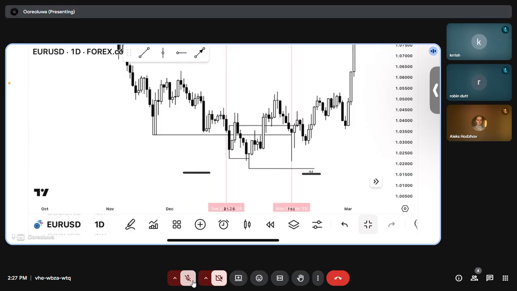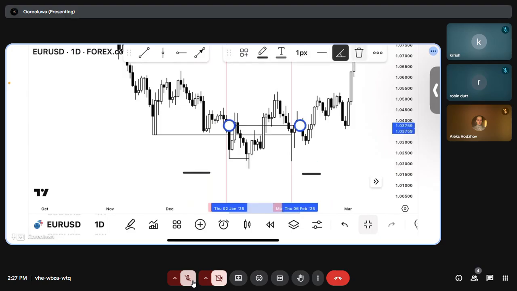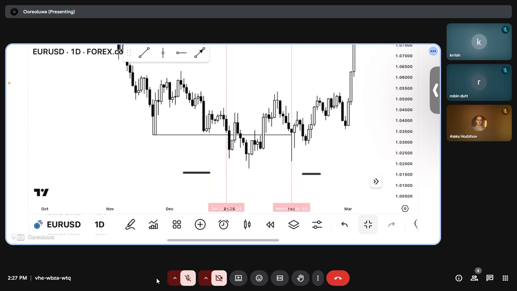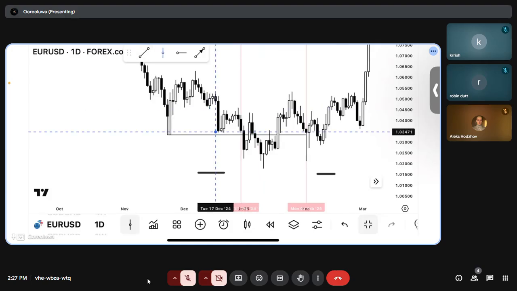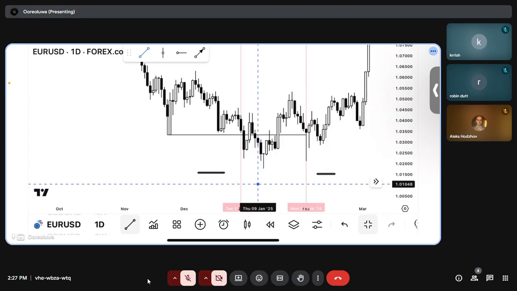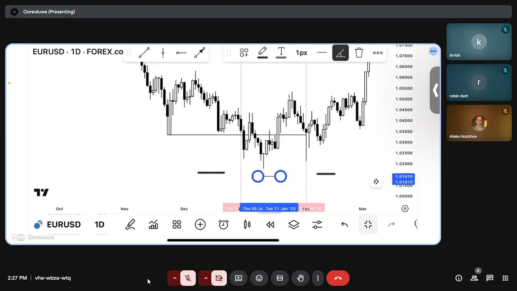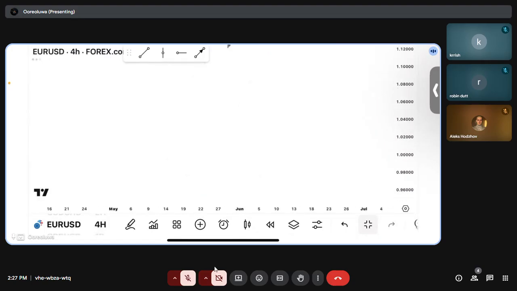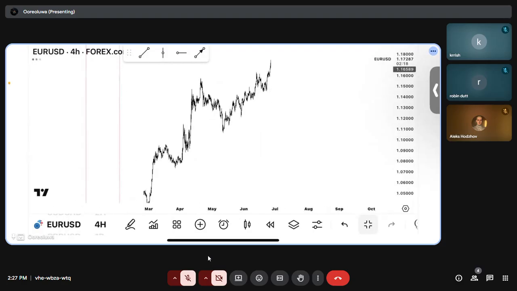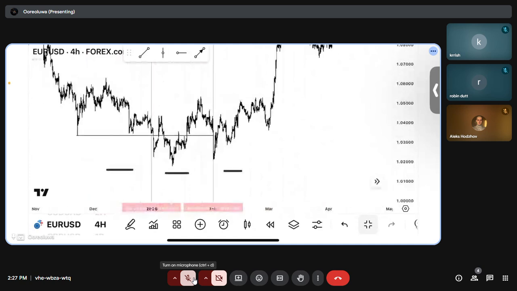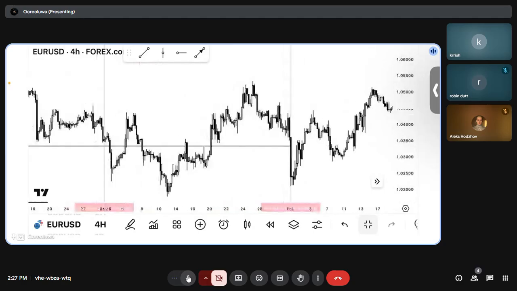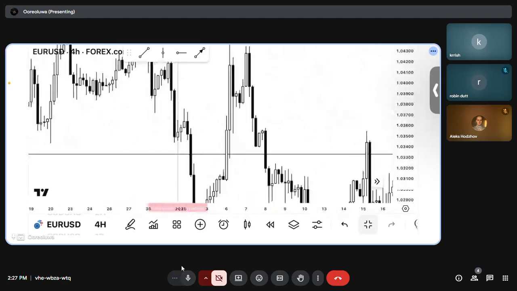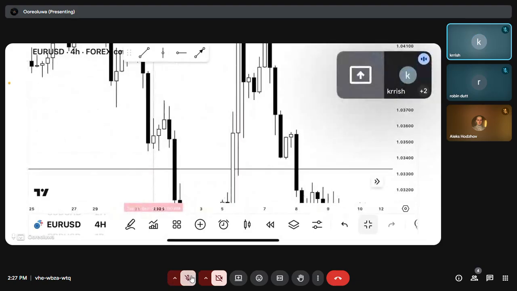Let me remove all these write-ups. So let me go back. All right, so on the 4 hour, this is where you start. This is like a glitch. So look. On the 4 hour, this was the opening price. So you want to start checking from the opening price.